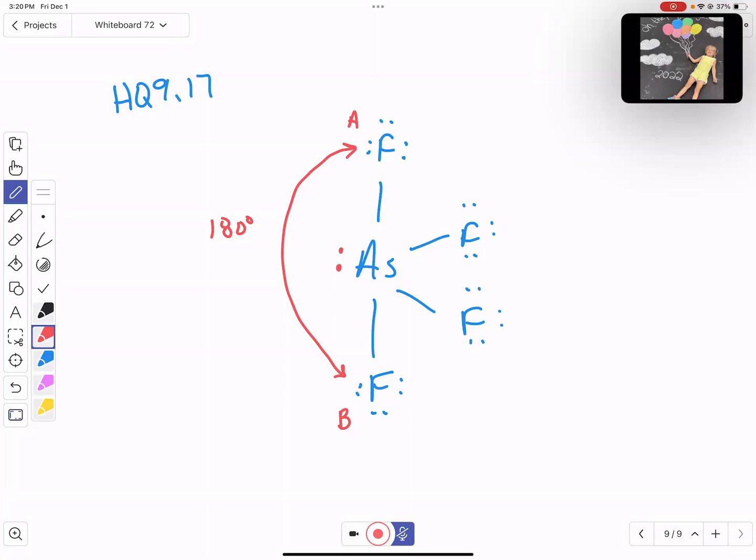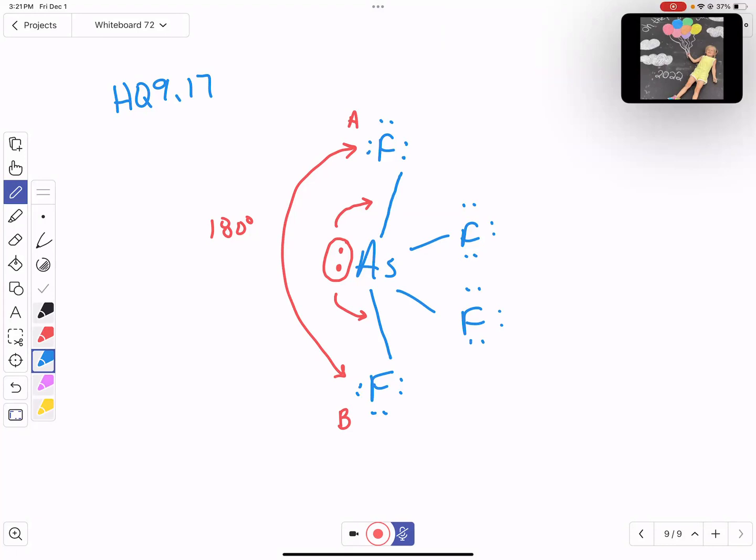This would be one of those exceptions because these lone pair electrons actually occupy more space. And because they occupy more space, they actually push these arsenic fluorine bonds a little bit out of planarity, right? So it's going to be a little bit tilted in and a little bit tilted in. So that bond angle is actually going to be a little bit more than 180 because of that.